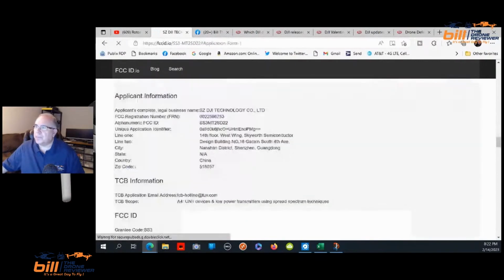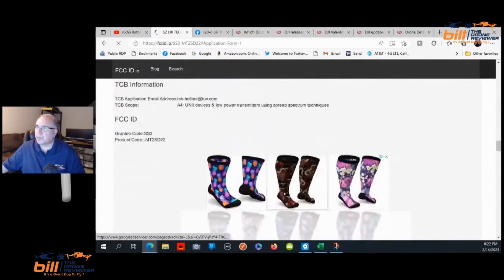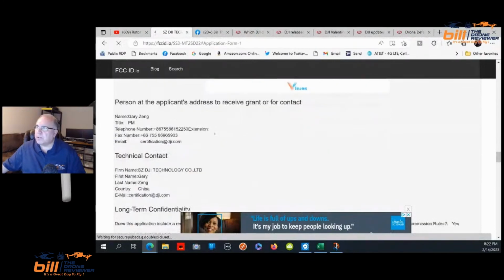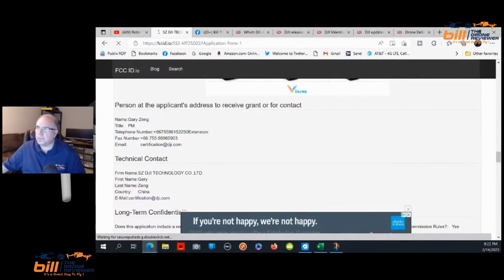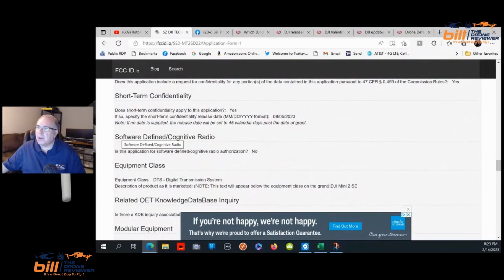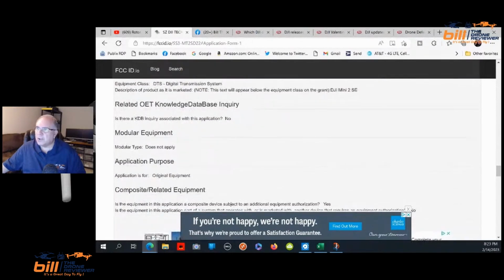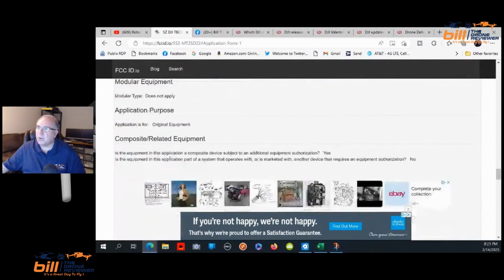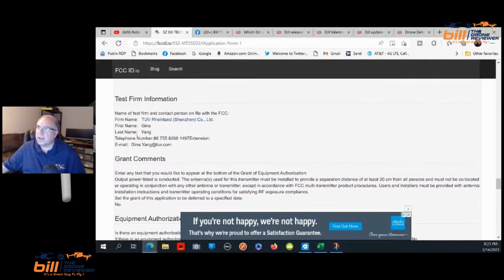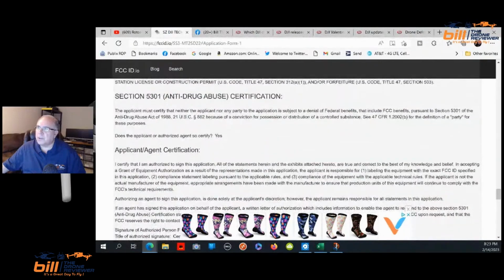Okay, now there's the applicant, and you can see it's DJI. It has their complete address here. The FCC ID, and we already went over that. Person at the applicant's address to receive grant for contact. And of course, that we just saw that. Long-term confidentiality, short-term confidentiality, software-defined cognitive radio, equipment class, related OET knowledge database inquiry, modular equipment, does not apply. Application purpose, original equipment, composite related equipment. Okay. Test firm information, as I said, TUV Rhineland. Okay. Grant comments, equipment authorization waiver, anti-drug abuse certificate.